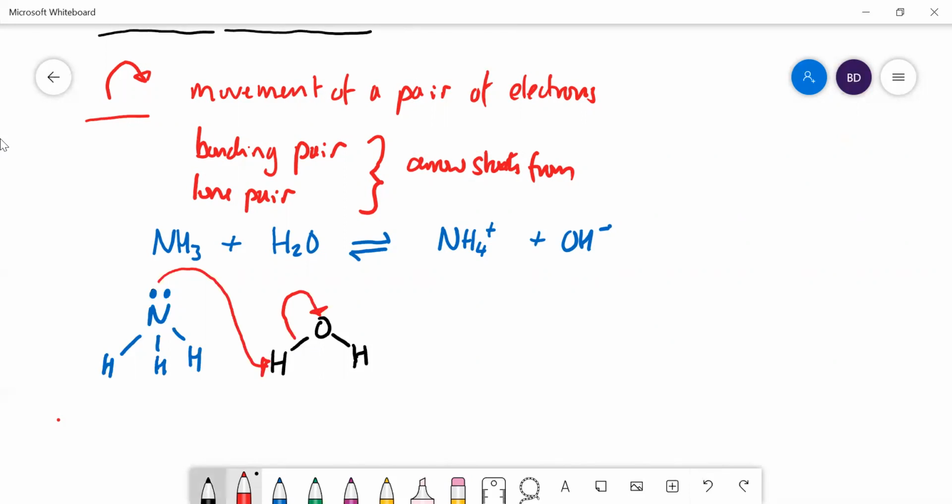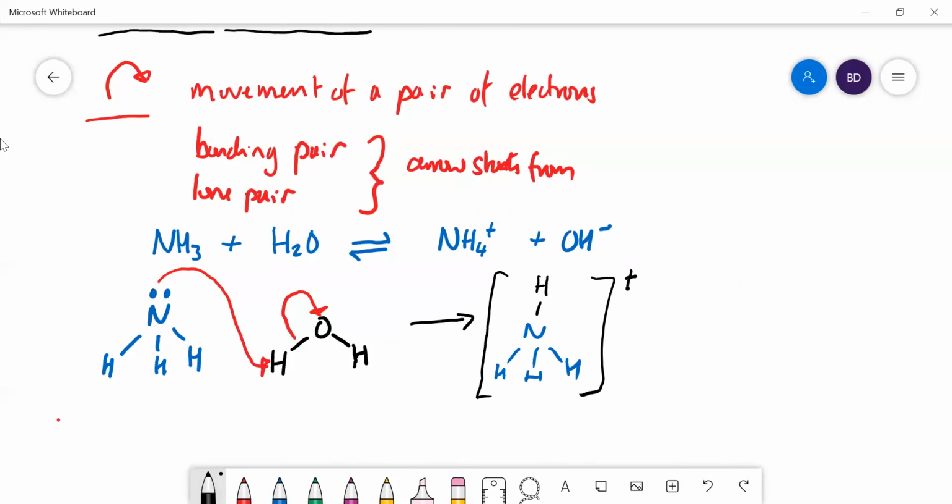All right, so what would that look like? It would look like we'd have NH4, we've got three hydrogens, and we've got that one there from the water, so the whole thing has got a positive charge. And the water, it's not water anymore, it's OH, and that's OH minus because it's got an extra electron. Right, let's show it going the other way now.